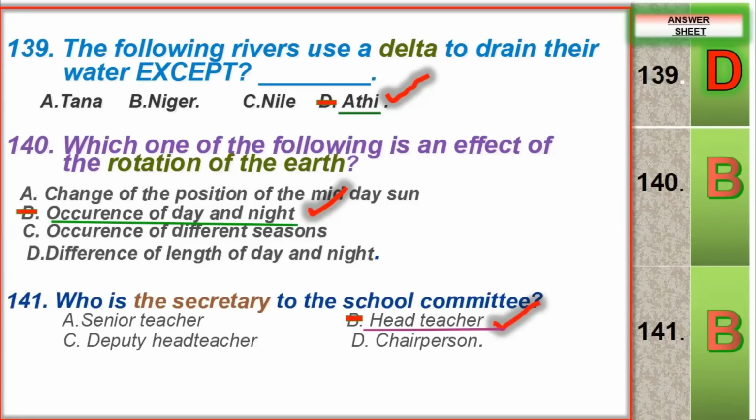Deputy head teacher is the secretary to the staff meeting. When the teachers or the subordinate staff have a meeting, the chair is the head teacher, who chairs the staff meetings, and the secretary is the deputy head teacher, who takes minutes of what is being discussed in the meeting.